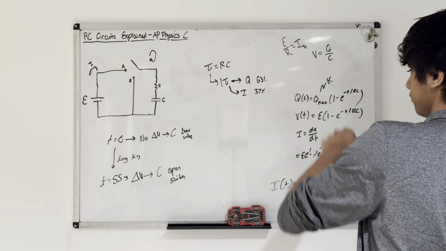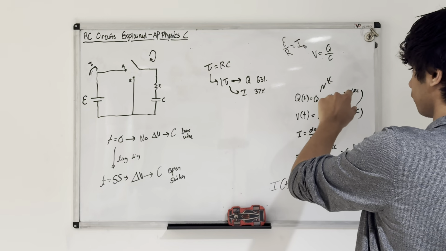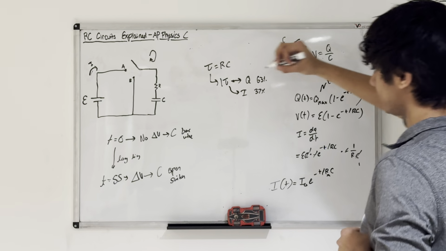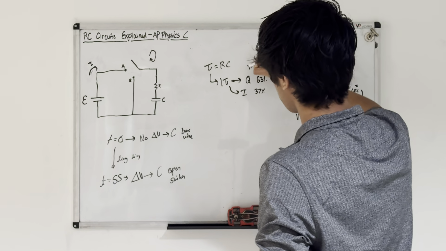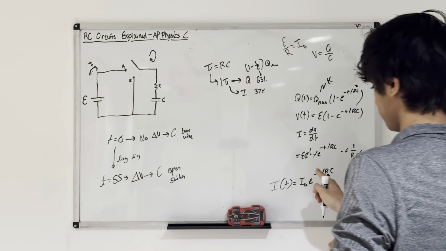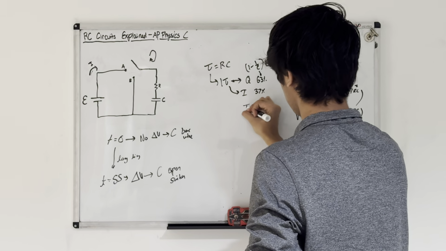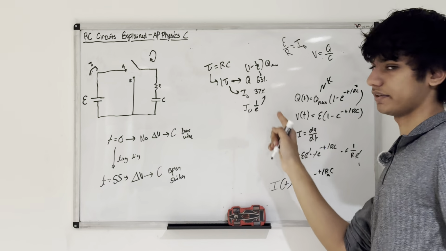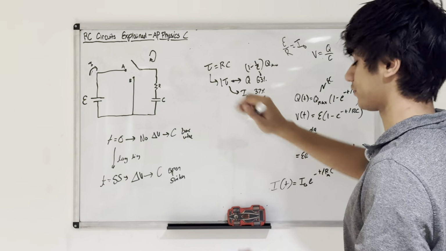And the way we figure this out is because if you plug in 1 tau, so again, RC is tau, it's going to become 1 minus 1 over e of Q max, which is 63% if you do the math. And this one is going to become current initial times 1 over e, which is 37% if you do the math. Okay, so that's the idea with time constants.